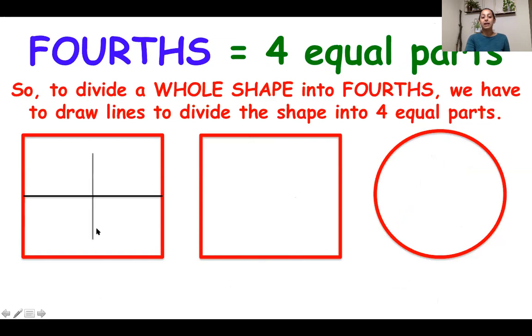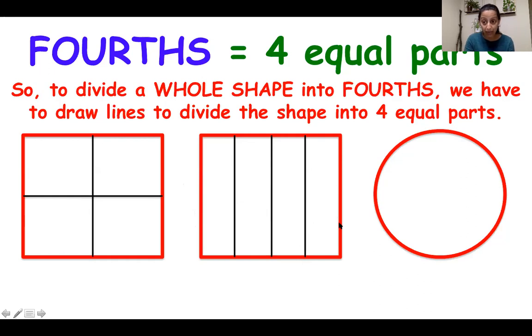One way is we can make a window where we draw one horizontal line and one vertical line to divide this shape into 4 equal parts, or fourths. We can also make all vertical lines that go up and down. We still again have made 4 equal parts, or fourths. We could also make all horizontal lines, but I didn't show that way here. You could do that though.